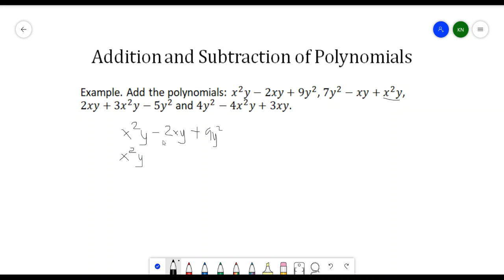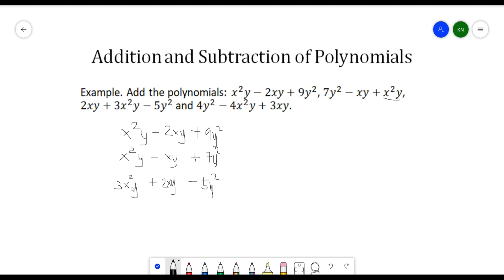Now we also have the minus xy. Since xy has the same term as the middle term, we need to write it here. And the same as our 7y squared, since this line here is for y squared, we'll also put our 7y squared there. The same process as the other polynomials that we have. So we have this 3x squared y, so we also rewrite that one there. Our 2xy will be written here. And we also have our minus 5y squared.